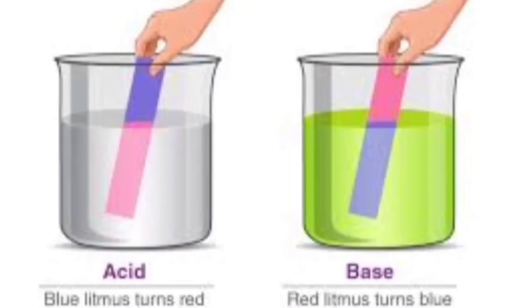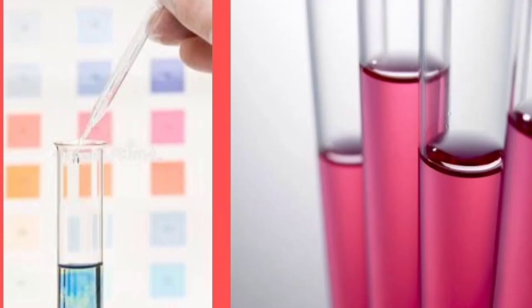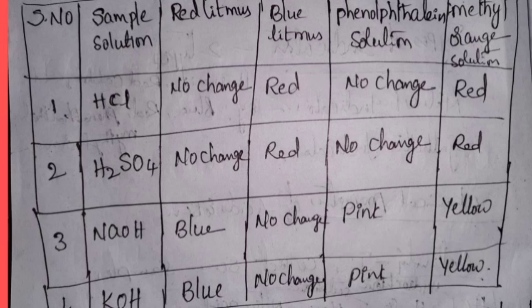Dip the blue litmus paper in the first watch glass. Dip the red litmus paper in the second watch glass. Add a drop of methyl orange to the third watch glass and add a drop of phenolphthalein to the fourth watch glass. So, by adding these to the watch glasses, we observe some changes in the samples. Here, they are noted in the table. Make a note here of the changes observed by using blue litmus, red litmus, phenolphthalein and methyl orange indicators.